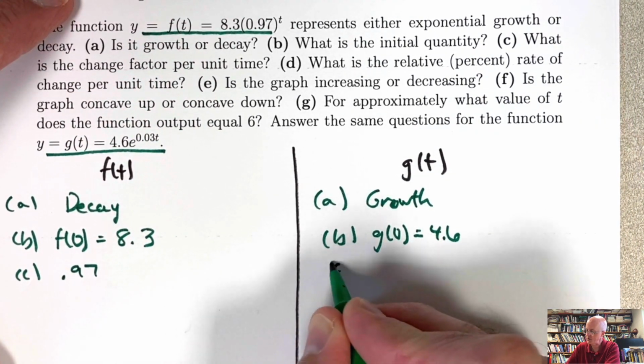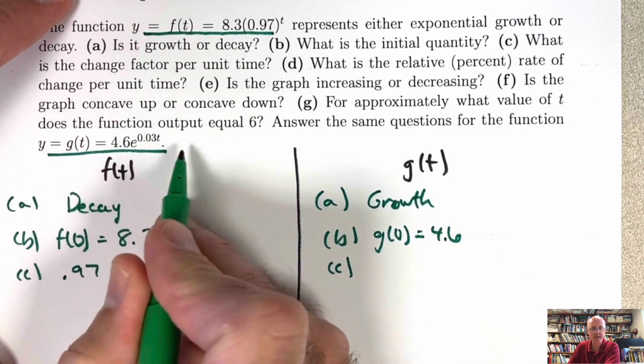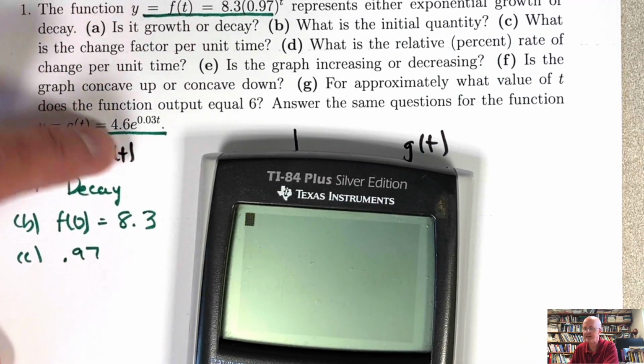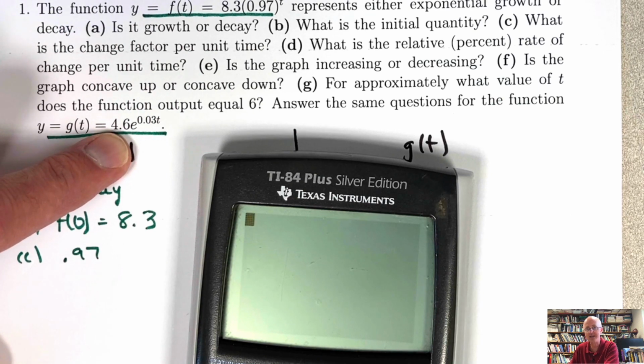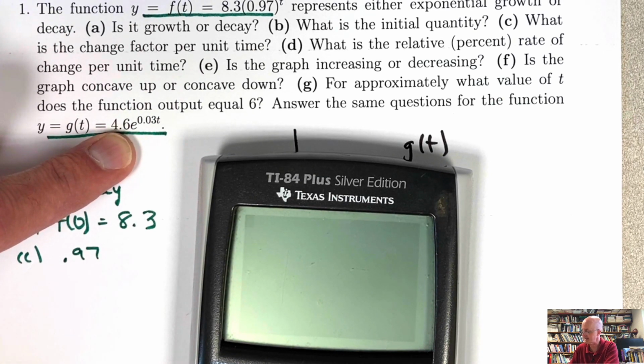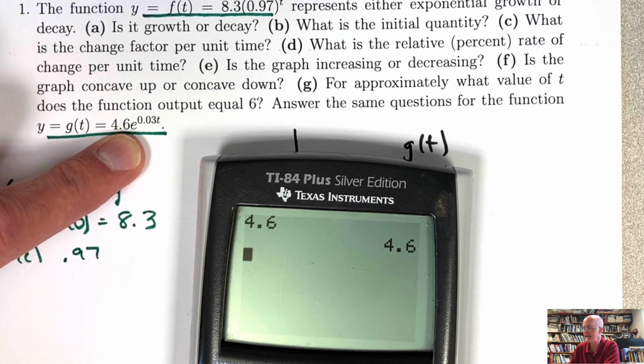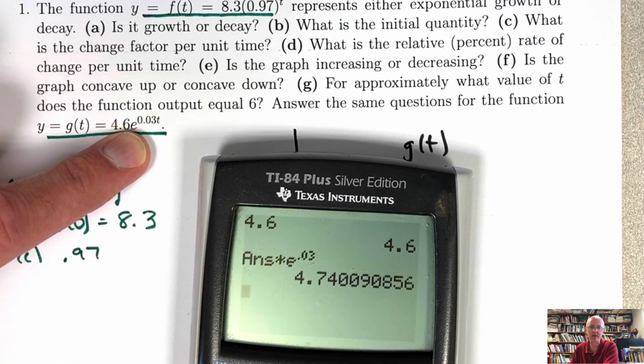What about for the function g of t? Again, you're thinking about what happens as t increases by 1 unit at a time. When t is 0, again, you get 4.6 times 1, which is 4.6. To get the next value when t is 1, you need to multiply 4.6 by e to the 0.03 times 1 power, which is e to the 0.03. If I multiply by e to the 0.03, I get the next value at t equals 1.